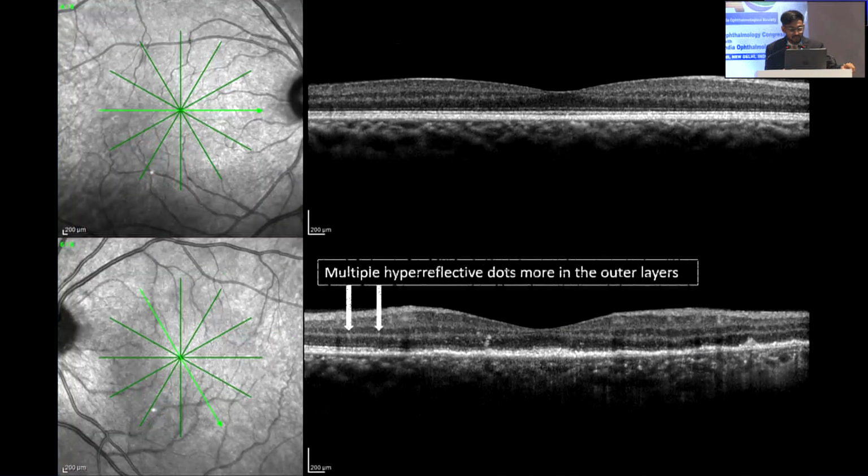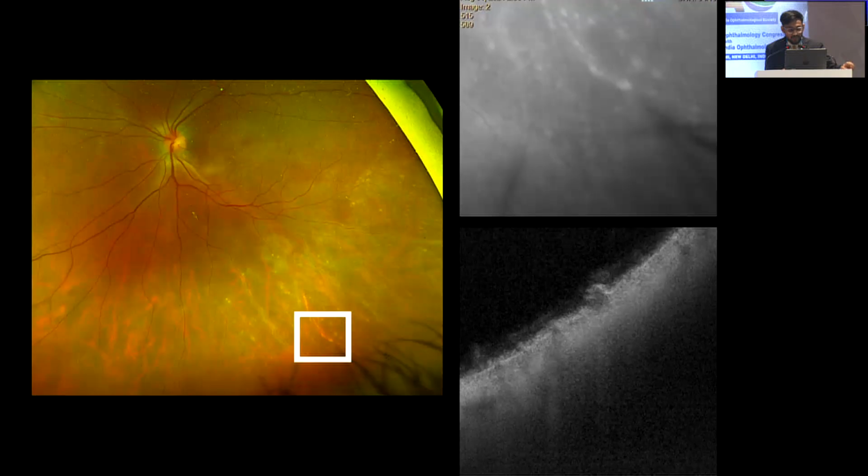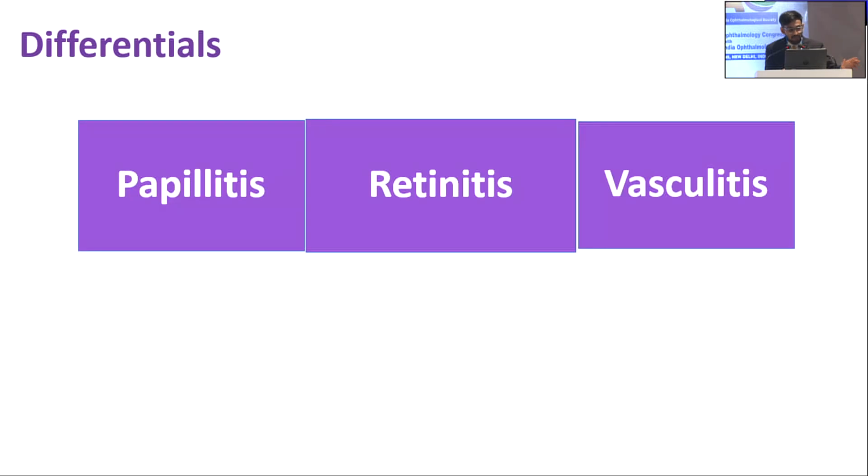On macular OCT, we can see multiple hyperreflective dots more in the outer layers with disruption of the outer layers, broadening of the RPE excrescences, and hyperreflective dots in the choriocapillaris, which was confirmed in the peripheral OCT also. Now we have a patient with papillitis, retinitis, and vasculitis.